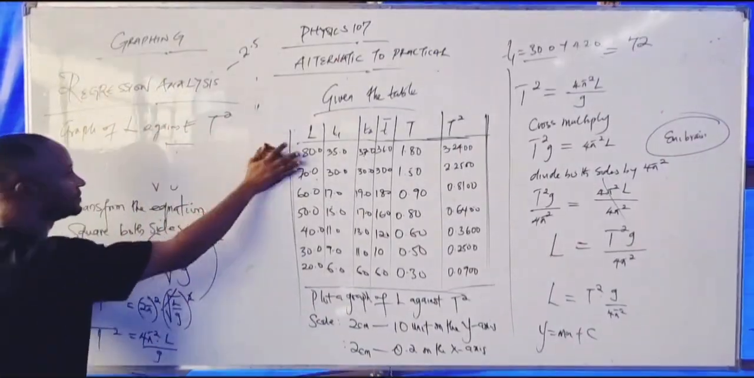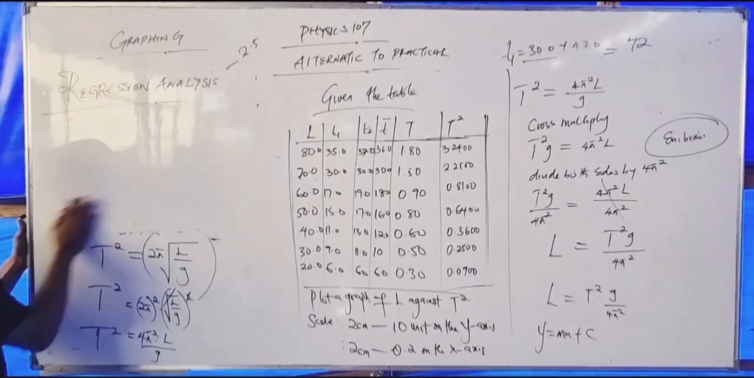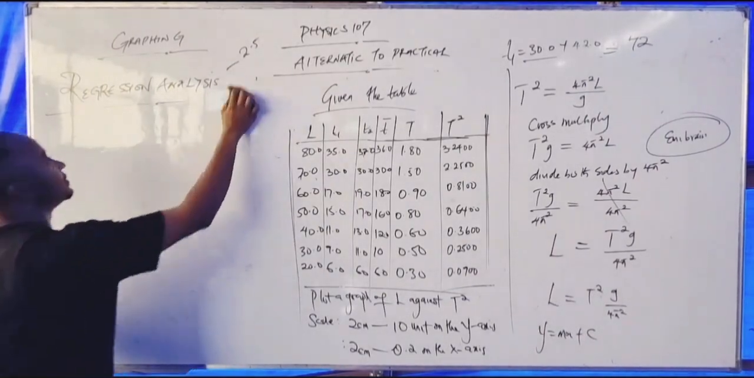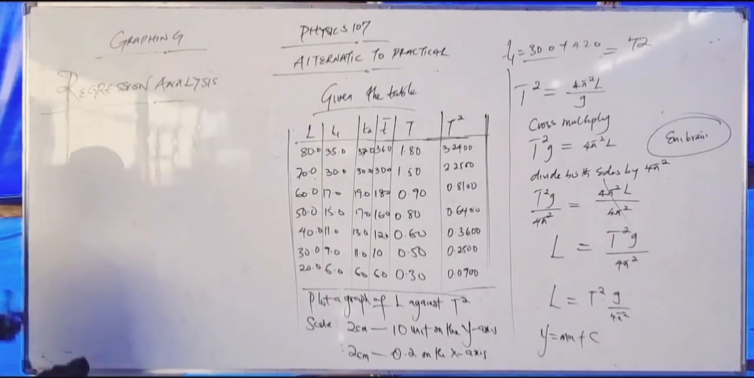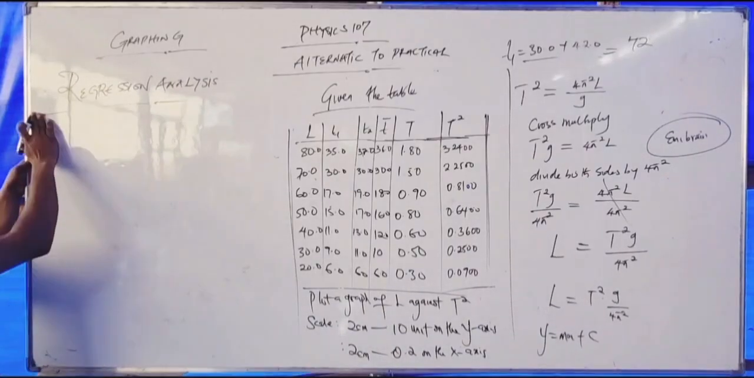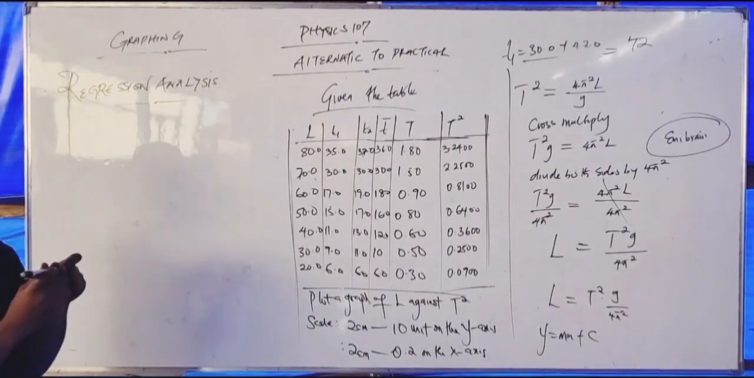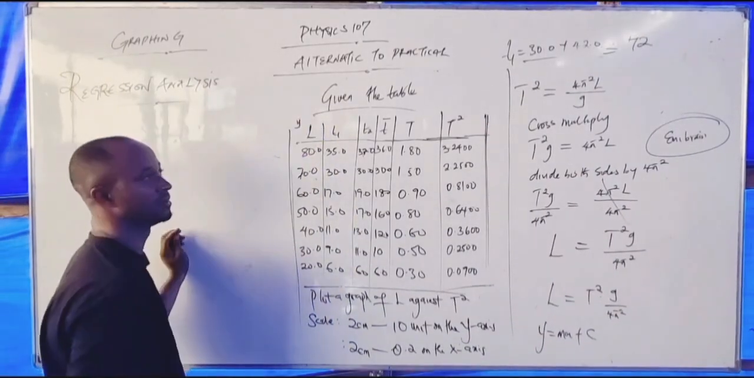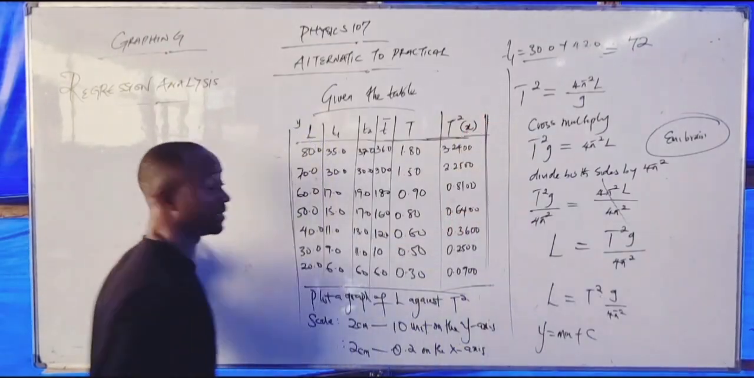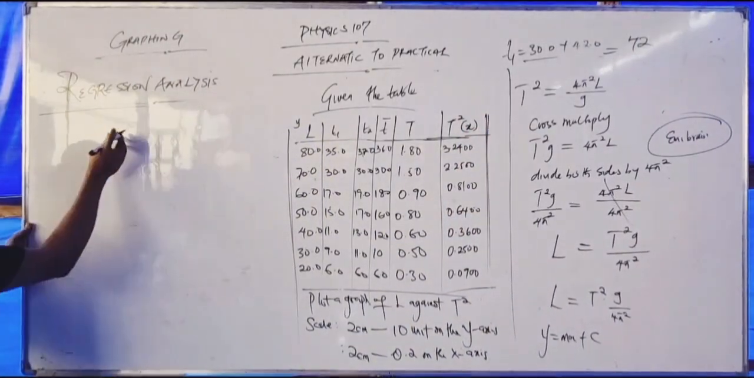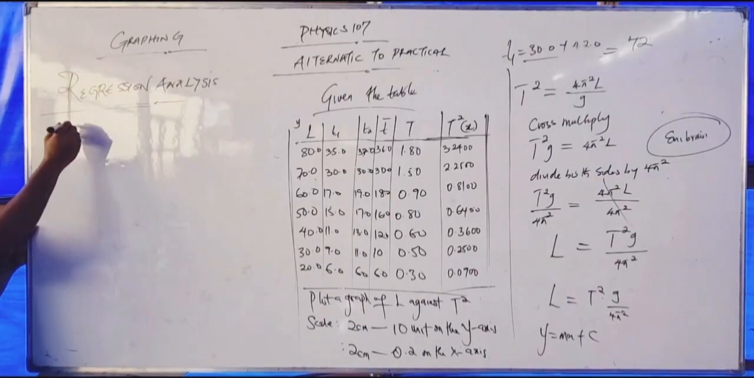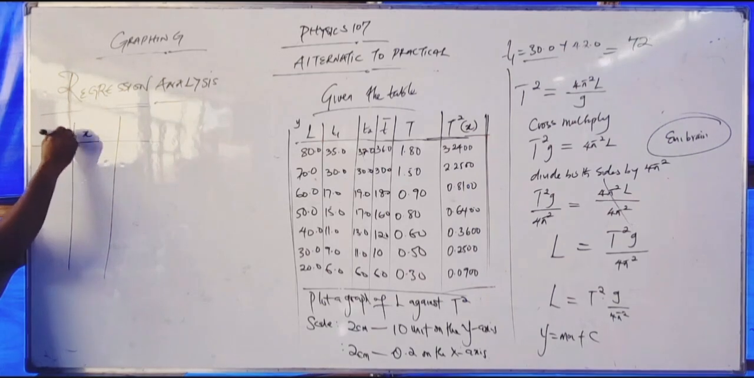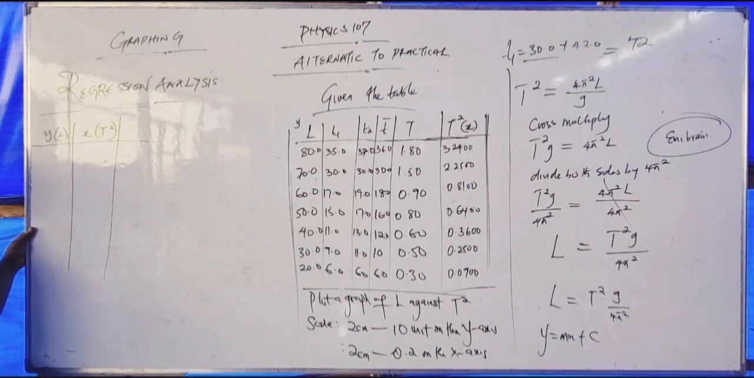Now, let's solve. Okay, now listen. We have to plot a graph of L against T squared. That means my L is y and my T squared is x. So I want to use regression analysis. I already constructed and will bring down my table for y and x. Y is L, x is T squared. Let's bring down the values of y.